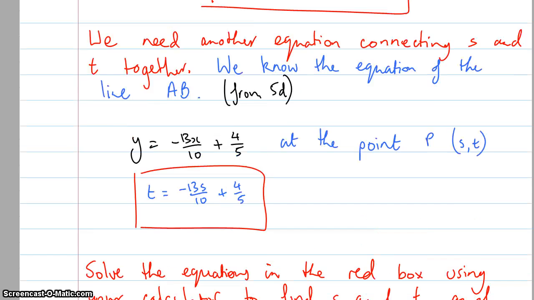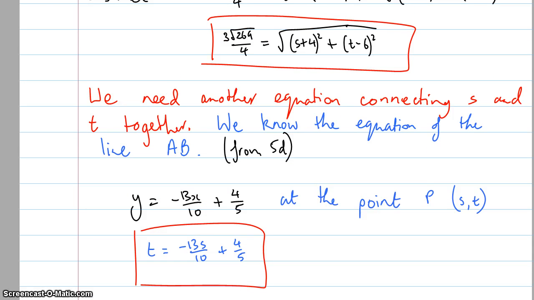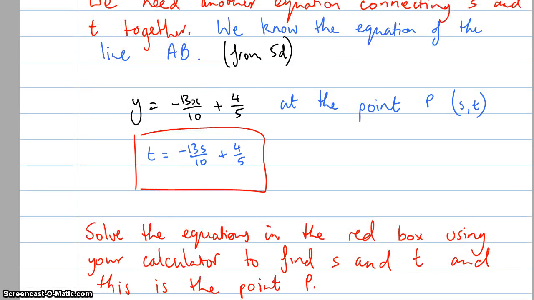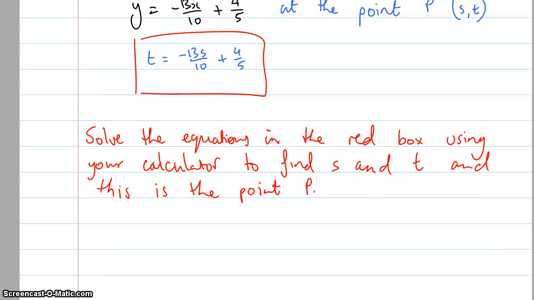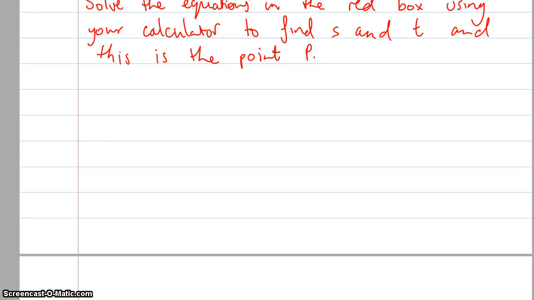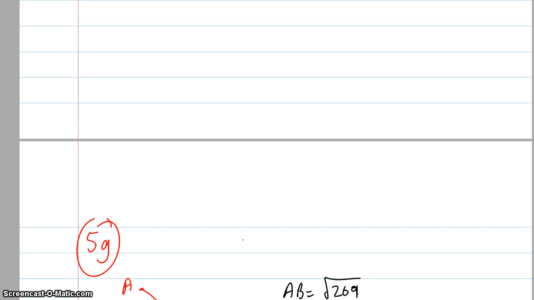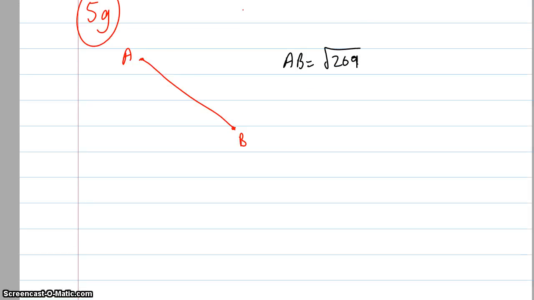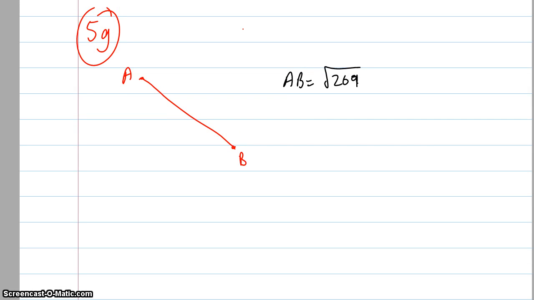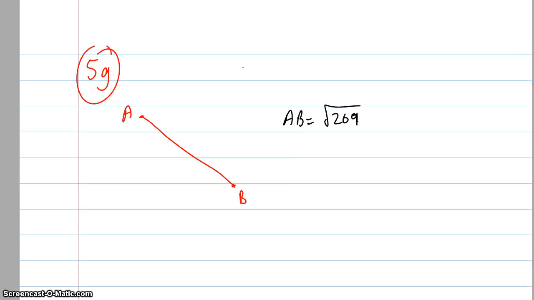So quite an involved question, and quite challenging. I'll show you how to do the next one. I think it was 5G this time. It's a very, very similar question, so I won't go through it all. I'll just give you the scaffolding to do that. So again, we've got this line here. We've got this line A to P, and we know that AB equals the square root of 269.